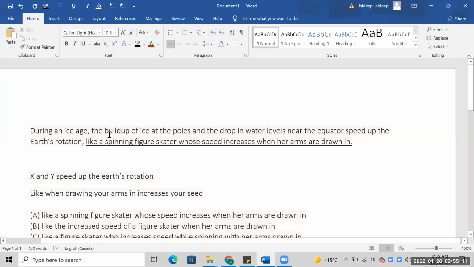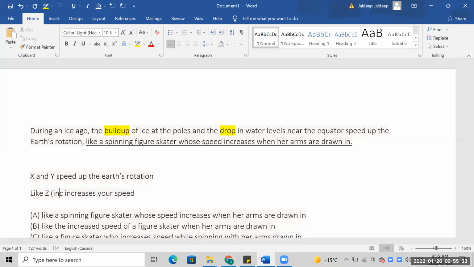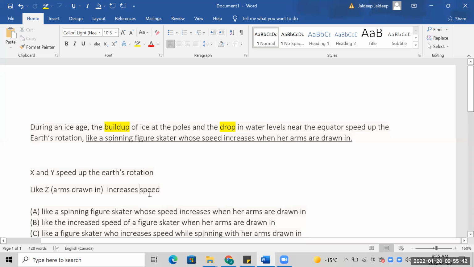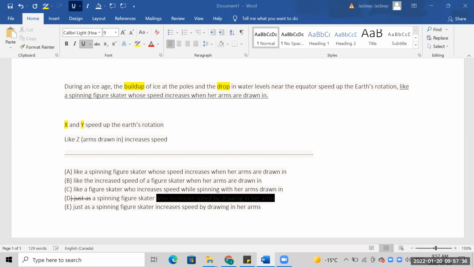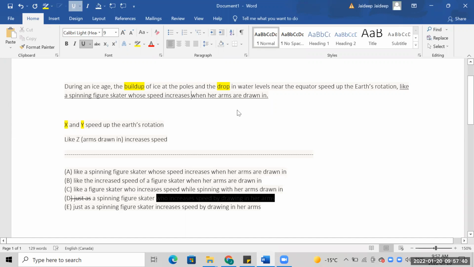The buildup and the drop, excellent, like a spinning. That's what I think the comparison should be, when arms drawn in increases speed. During an ice age, X and Y and the drop speed up the Earth's rotation.